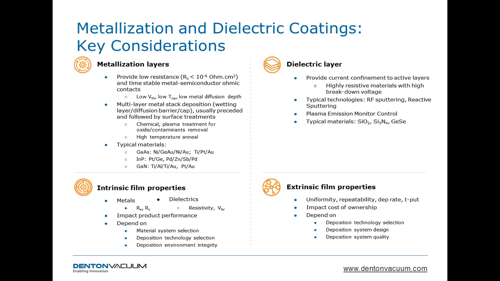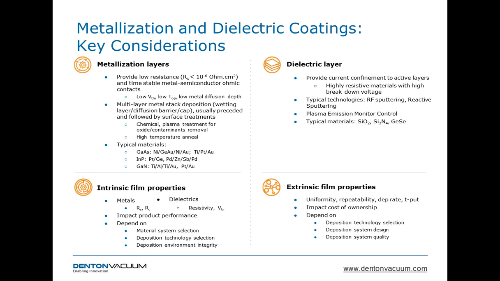Getting back to thin films, let's look at metallization and dielectric coatings. So what are the key considerations? Metallization layers provide low resistance with contact resistance of less than 10 to the minus 6 ohm centimeter squared, and also time-stable metal semiconductor ohmic contacts. The key physical characteristics would be low threshold voltage for the layers, low operating temperature, so our films do not heat up during operation, and also low metal diffusion depth.